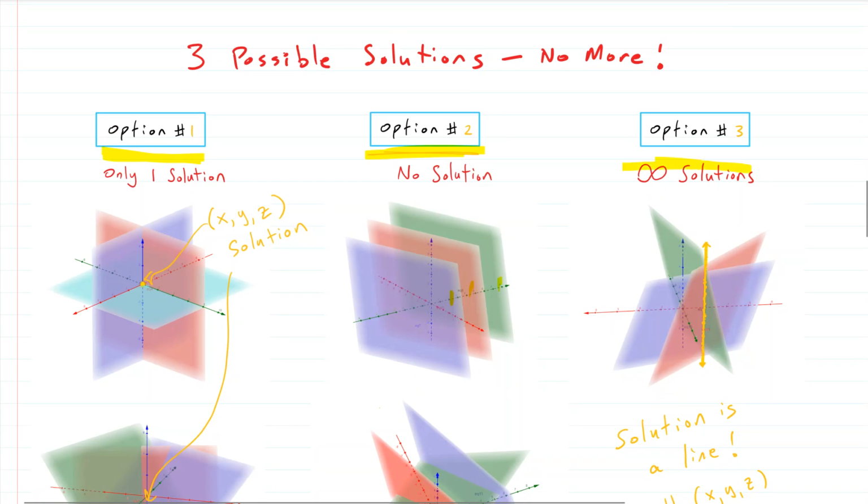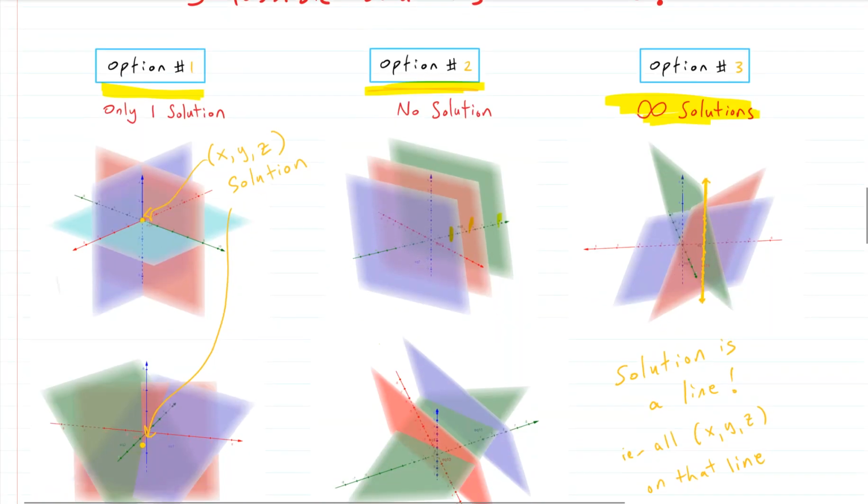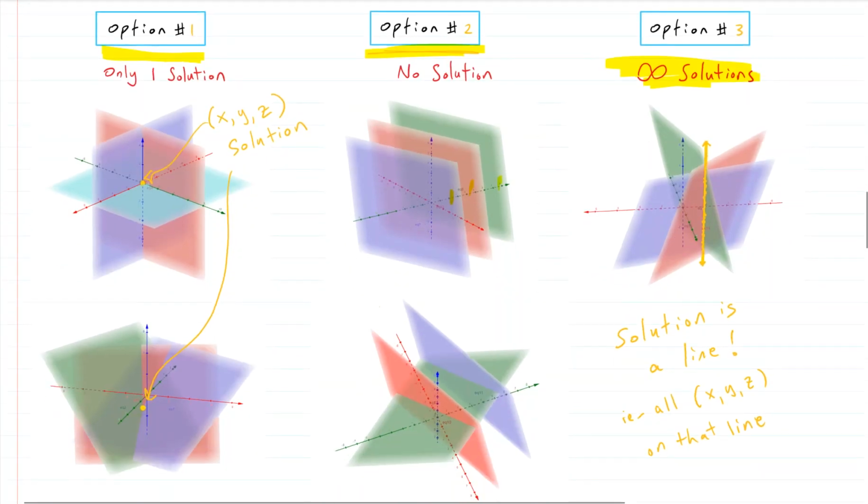Third category, infinite number of solutions. So you can see here on the right, you have the three planes that are all touching in a line. That line is infinite, and you can see all the little dots on the line. All of those points are x, y, z coordinates that are touching all three planes at the same time, and they make up a line, a vertical line. So you have an infinite number of solutions.